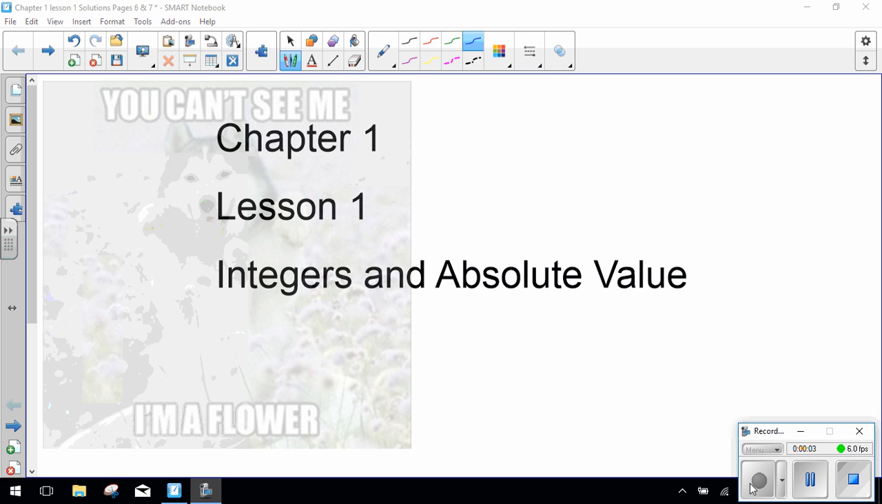Okay, here we're looking at lesson 1.1, integers and absolute value. These are the solutions to pages 6 and 7 from your textbook. We're going to go through all the solutions.